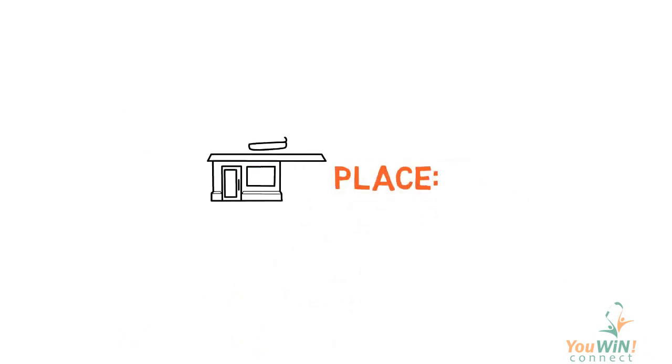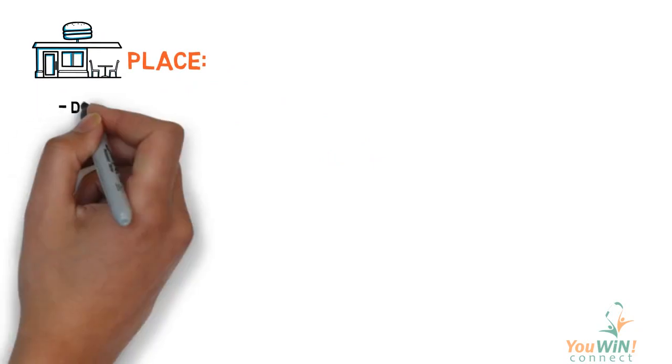The place, as you know, has evolved over the years. Right now, the place could even be a virtual place. It could be an online marketing store. You have to be able to understand where your target audience are and be able to position your product to be able to reach them in those places.